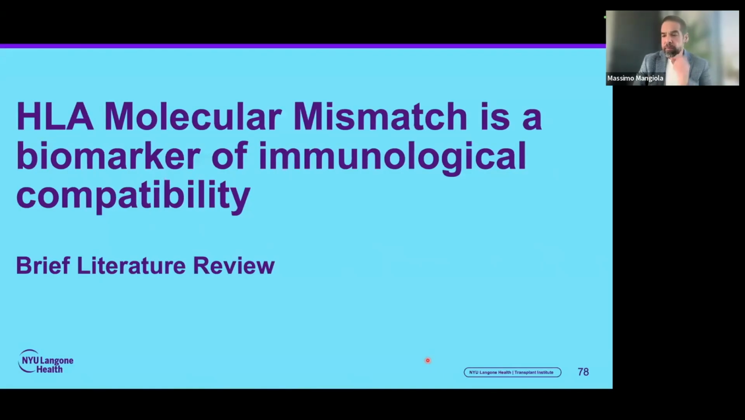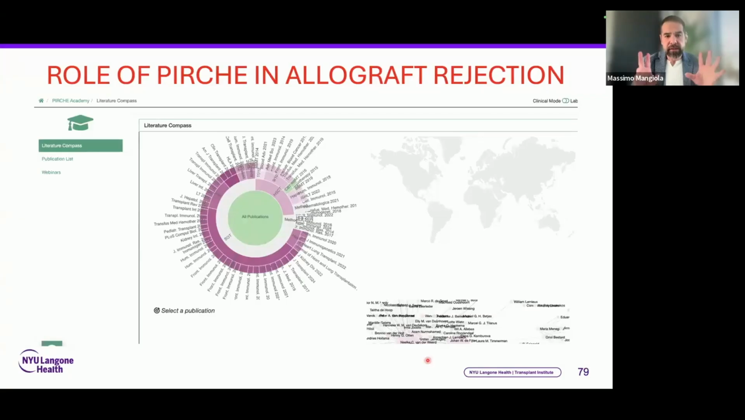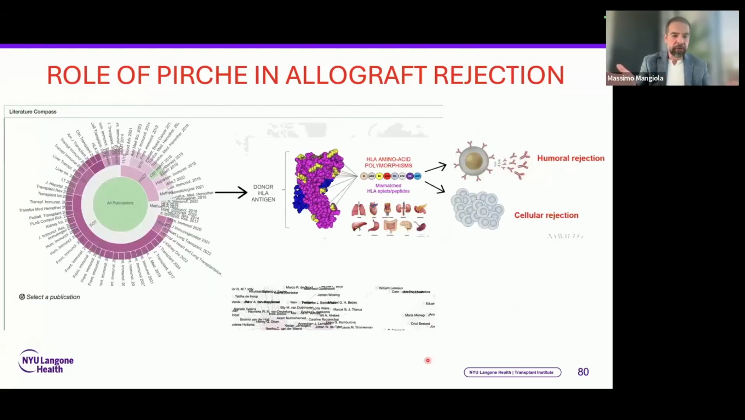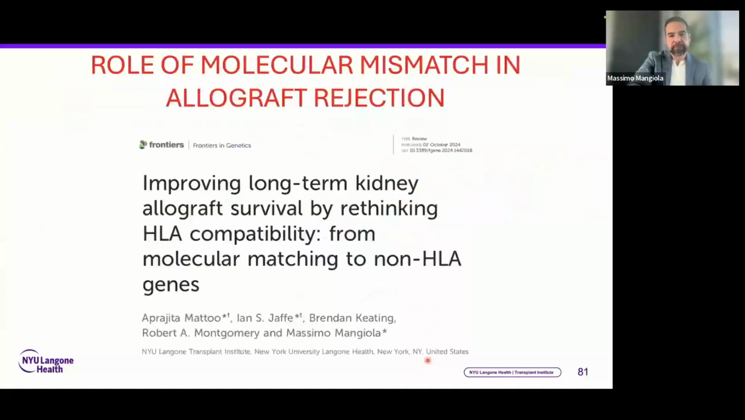All right, we're going to move a little bit into literature, and PIRCHE has this very beautiful literature compass where you can see the number of publications that relate to PIRCHE and outcome. All of them, in every organ, including stem cell transplantation, indicate and prove that these polymorphic amino acids in the HLA molecule directly and independently correlate with humoral rejection and cellular rejection.